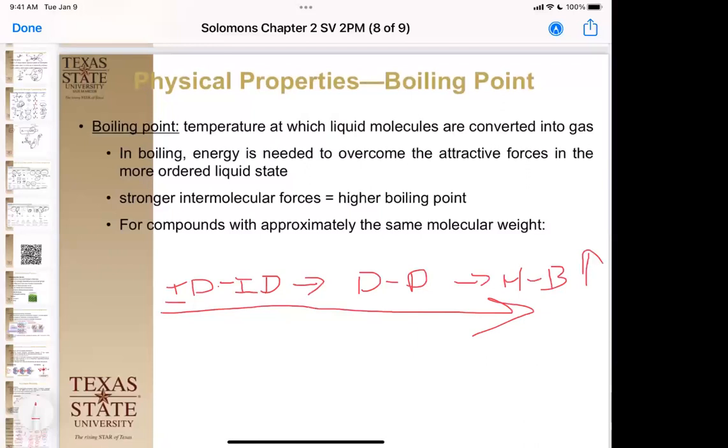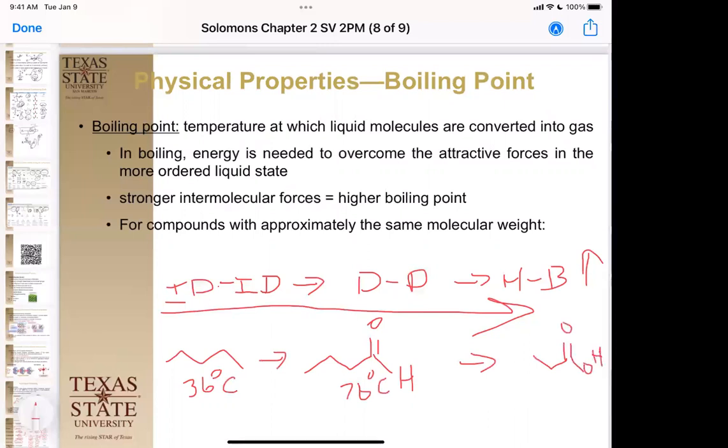Okay, so for example, all with the same molecular weight, if we had pentane, we're going to see that it boils at 36 degrees. If we change that to an aldehyde, right here, this has approximately the same molecular weight. It has a boiling point of 76 degrees. And then let's change it to something that has hydrogen bonding. So I actually have to lose a carbon because I'm adding another oxygen to give it hydrogen bonding. So this is a carboxylic acid, and this boils at 100.